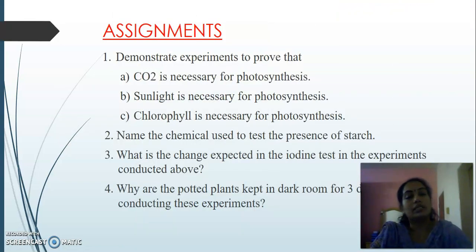So here you can see some questions. You can go through these questions and answer them and bring it when you come back after the holidays. Okay. So go through the textbook and learn the lessons well.